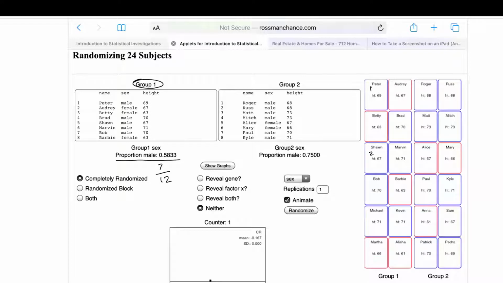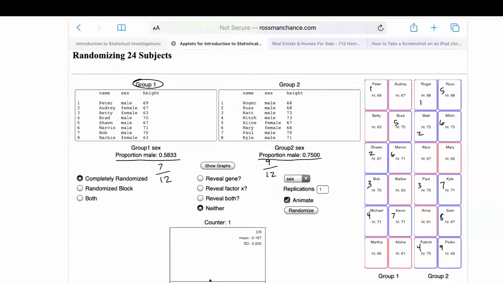In the second group, and by the way, you could see over here, here's 1, 2, 3, 4, 5, 6, 7 men in group 1. And then there were 9 out of the group of 12 in group 2 that were men, and that is a proportion of 0.75. So again, if you counted the blue cards in the second group, there's 1, 2, 3, 4, 5, 6, 7, 8, 9 males in the second group.